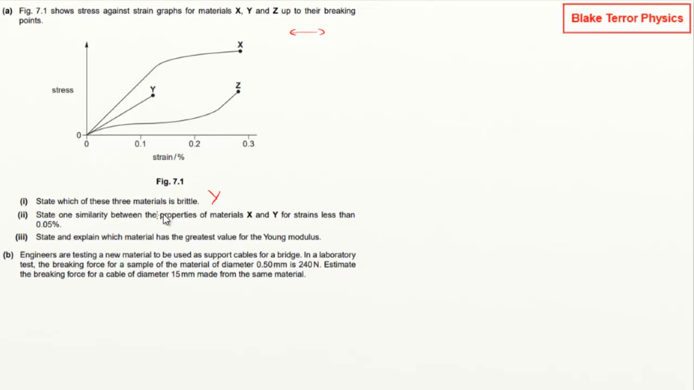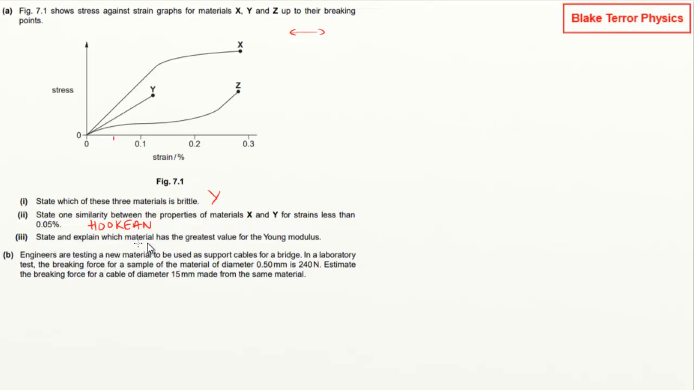State one similarity between the properties of X and Y for strains less than 0.05%. So up until here, they both obey Hooke's law. They're both in a linear region. In fact, they could have gone up to 0.1%. So they are both Hookean materials for strain of that magnitude.